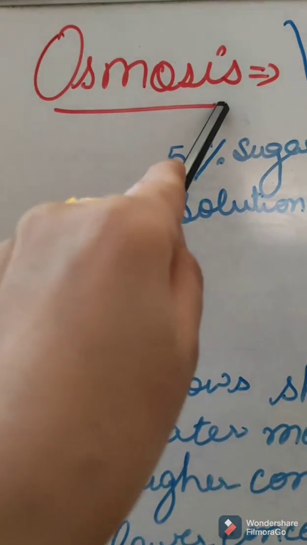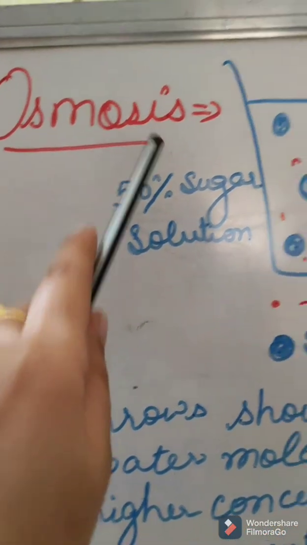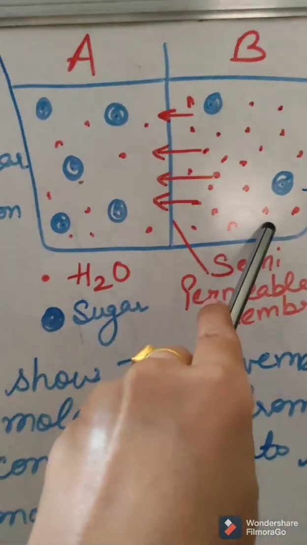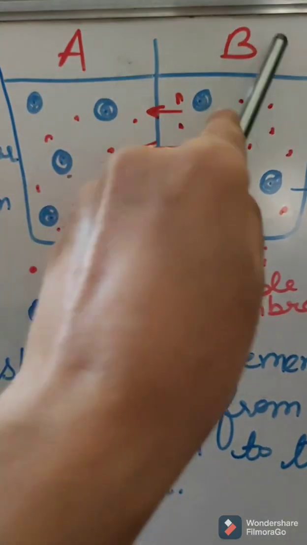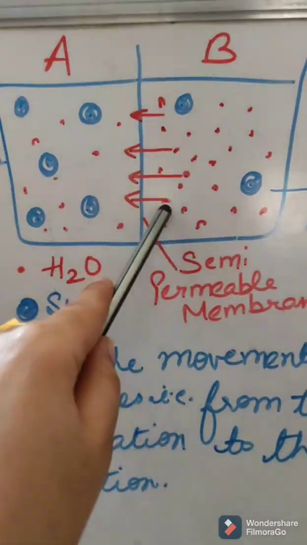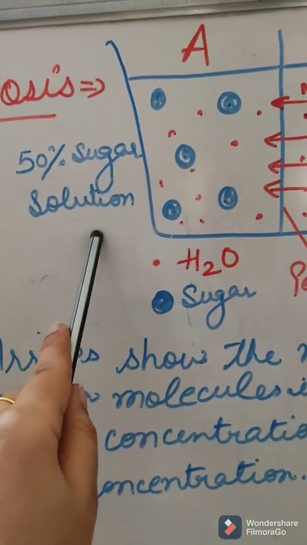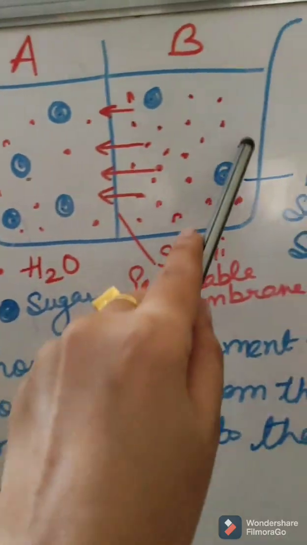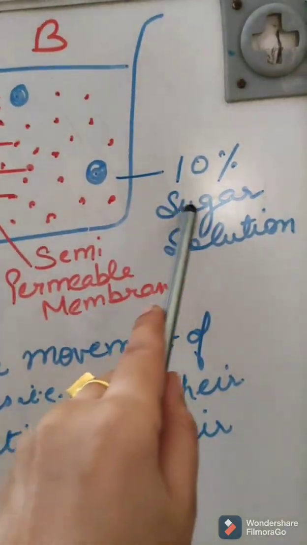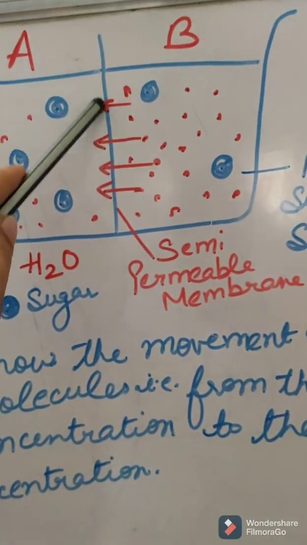We have osmosis. The definition of osmosis is movement of water molecules from their higher concentration to their lower concentration. So you can see here we have taken a setup in which a beaker has two types of solutions, and we have divided the beaker with the help of a membrane. Inside A a 50% sugar solution is there, inside B a 10% sugar solution is there. So there is a difference, right?